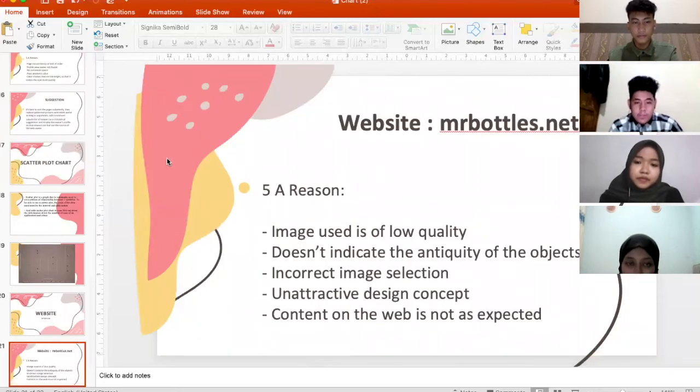The pet website is MrBattle.net, and I give five reasons for the web. The first is that image use is of low quality. The second is that it doesn't indicate the antiquity of the object. Third, incorrect image selection. Fourth, interactive design concept. And fifth, content on the web is not as expected.